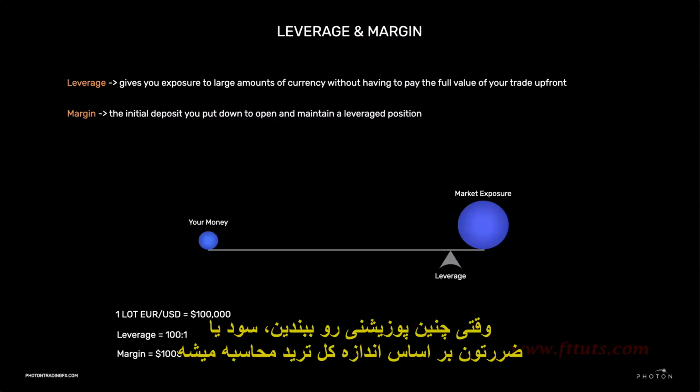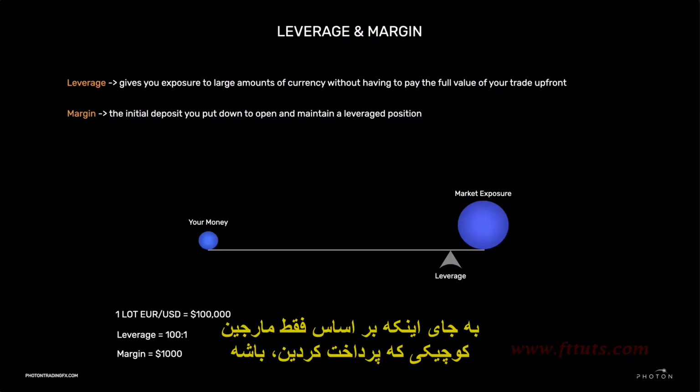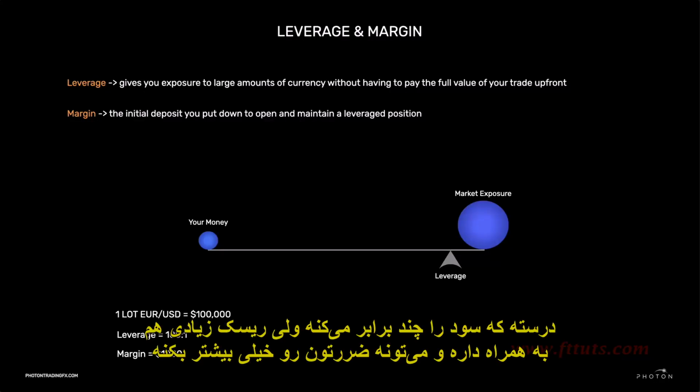Now, when you close a leveraged position like that, your profit or loss is based on the full size of the trade instead of just on the small amount of margin that you initially put up. Now, while that does magnify your profits, of course, it can also bring the risk of much, much bigger losses.